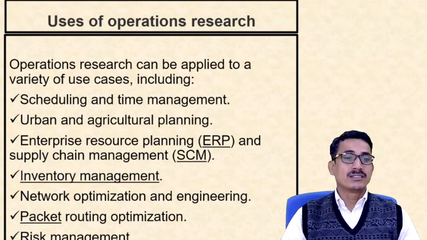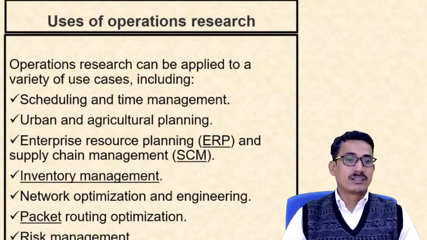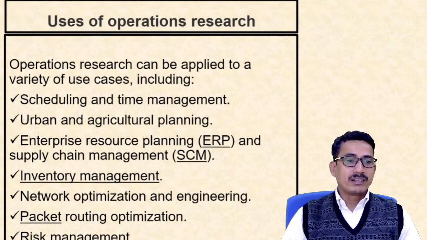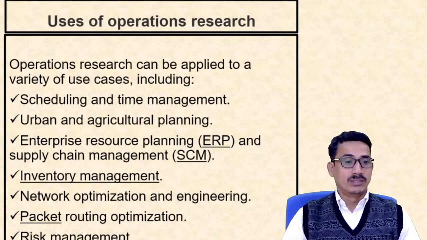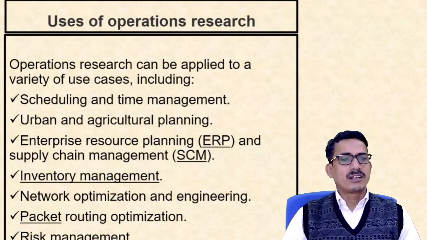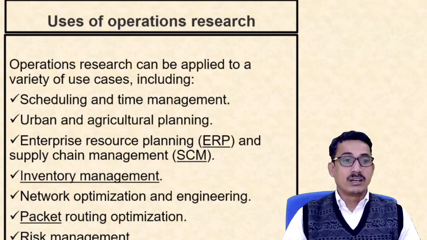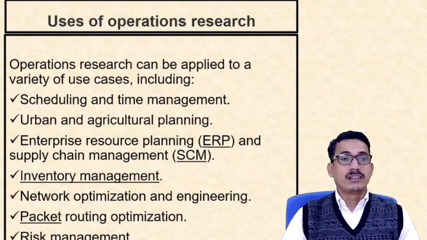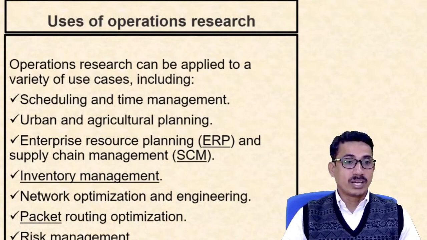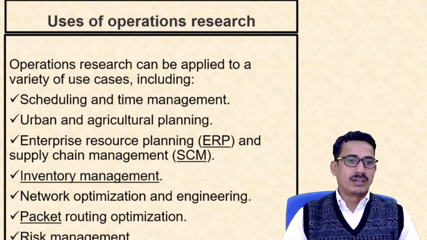But when you go for crashing a project, you try for optimal crashing: how the project can come out with less duration and less cost. Then there is PERT, project evaluation review technique, where you consider the optimistic time, the pessimistic time, and the most likely time, and you find the expected duration of a project. You also find the variance, how much it can fluctuate, how much you can tolerate.